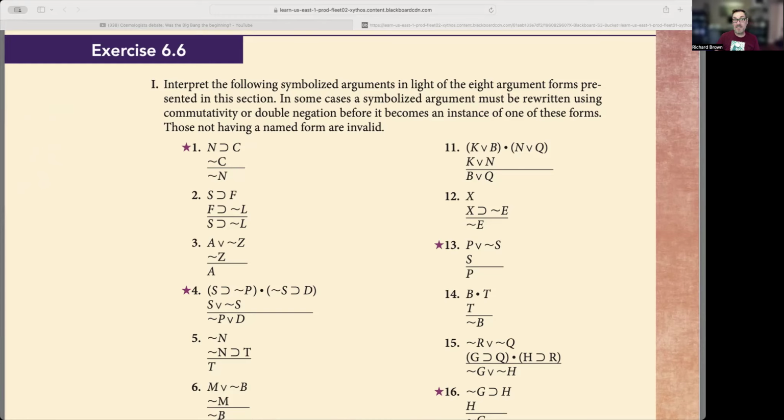Now, commutativity is the same thing. Commutativity is a rule that says that you can change the order of disjunctions or conjunctions. So if you have A wedge B, then that's logically equivalent to B wedge A.